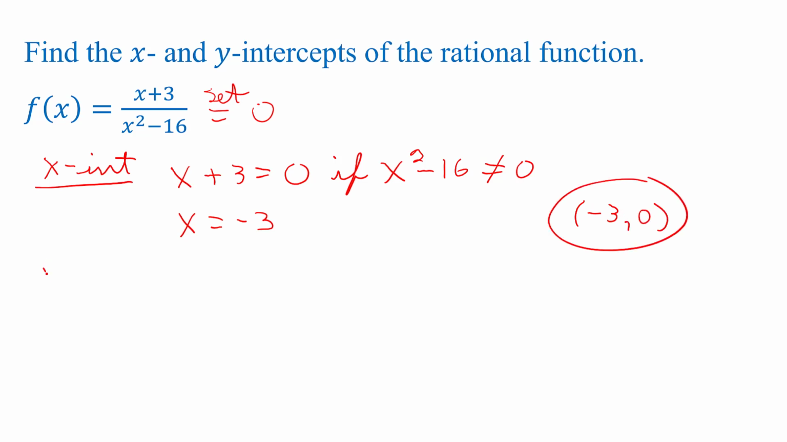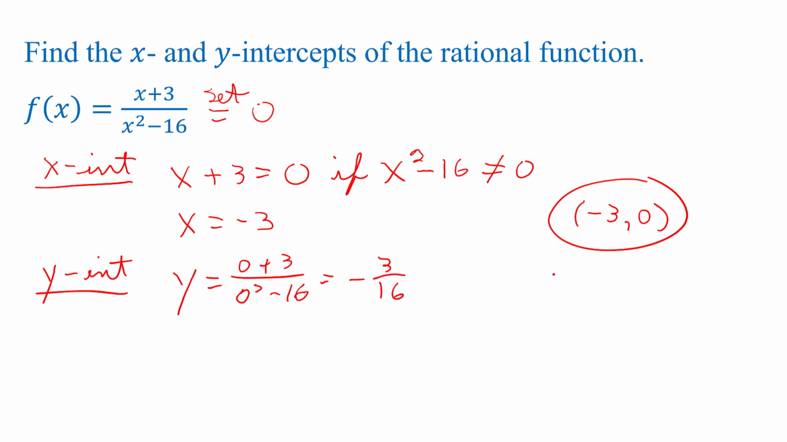For y-intercepts, we would set x equal to 0. We would have y equals (0 plus 3) over (0 squared minus 16), or negative 3 over 16, giving us the y-intercept at the point 0, negative 3 over 16.